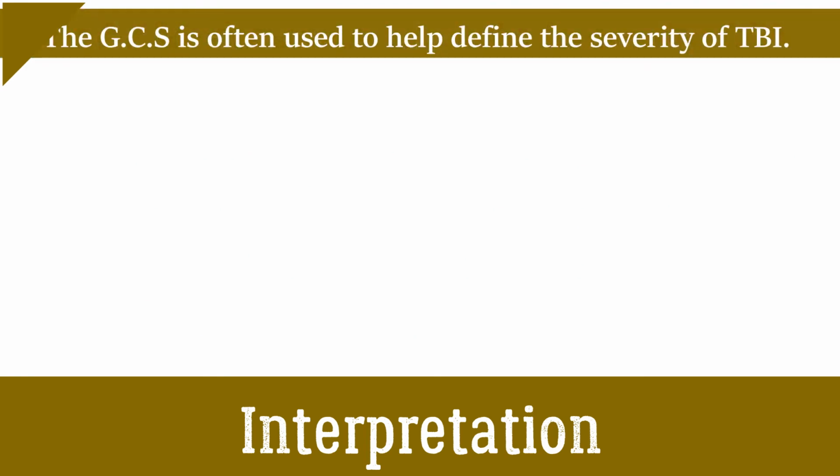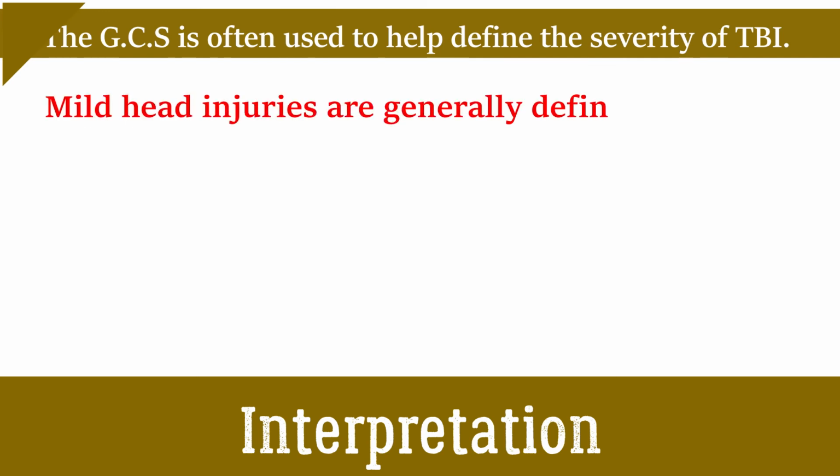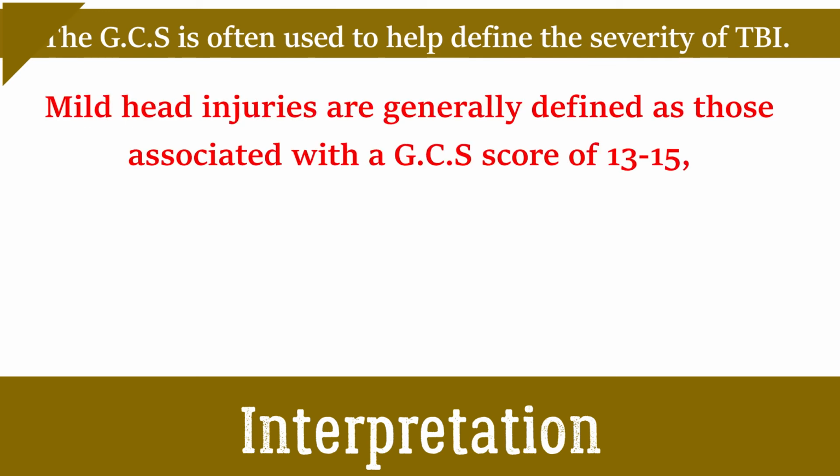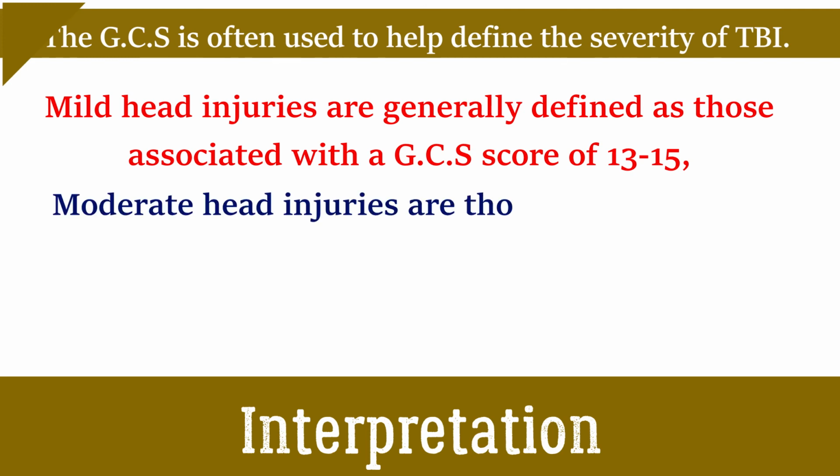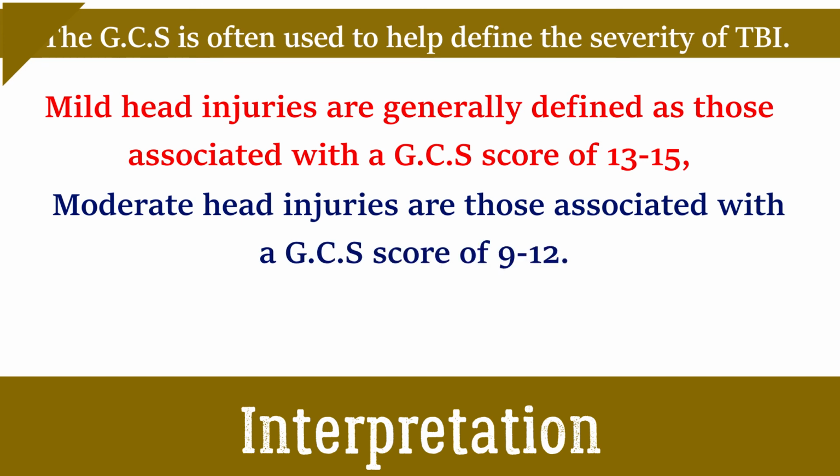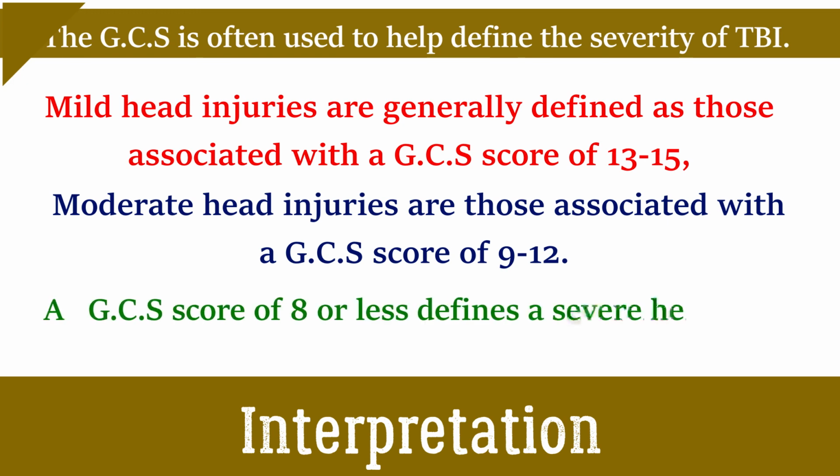The GCS is often used to help define the severity of TBI. Mild head injuries are generally defined as those associated with a GCS score of 13 to 15. Moderate head injuries are those associated with a GCS score of 9 to 12. A GCS score of 8 or less defines a severe head injury.